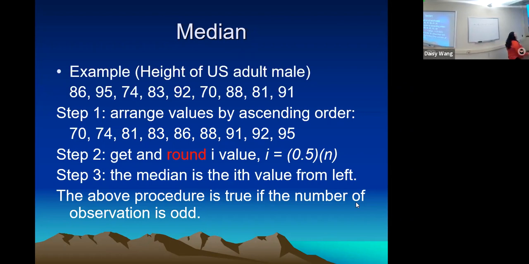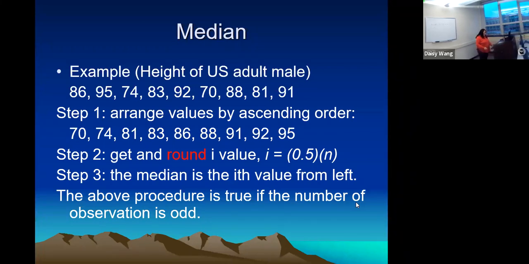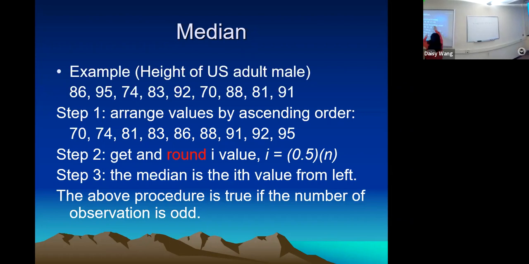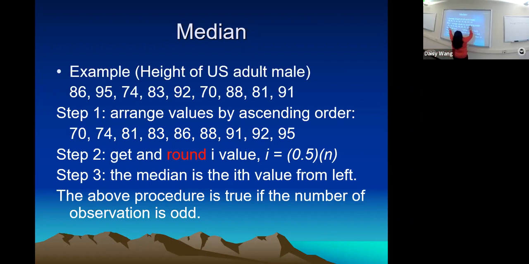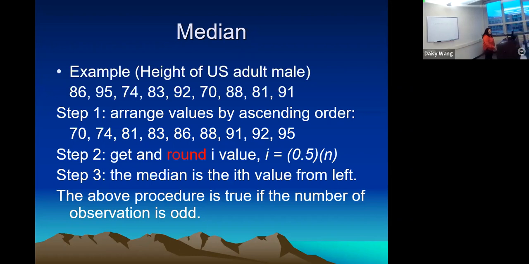So when the number of values is odd, that's the number we have. But if the number of values is even, let's say we don't have the 95 and we only have these 8 numbers, then the median is here. It will be the average of 83 and 86, which is 84.5. Okay? Does it make sense?